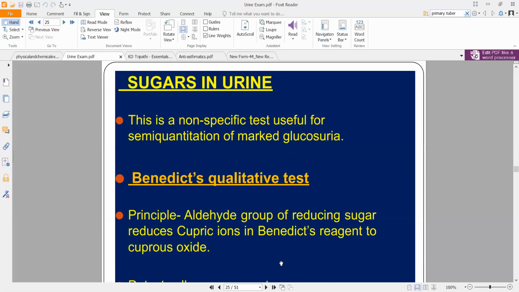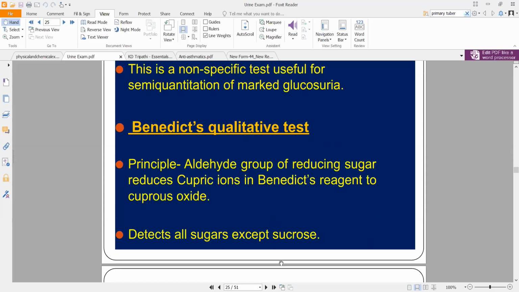Now, how do you test for sugars in urine? This is a non-specific test, so it will not specify which type of sugar is there. It will only tell you that sugar is there, even though we know it cannot test for sucrose. You will not know whether any one particular type of sugar is present, but you can know that a high amount of sugar is present. The test is Benedict's qualitative test.